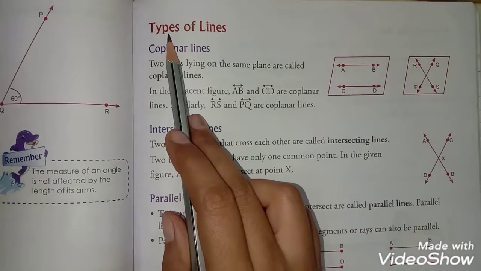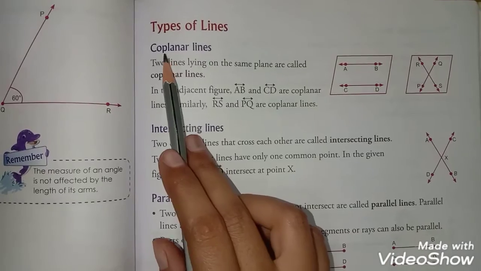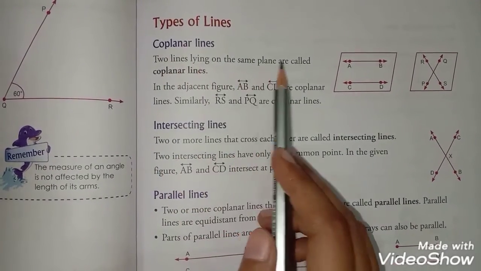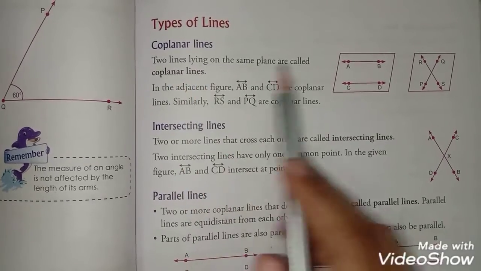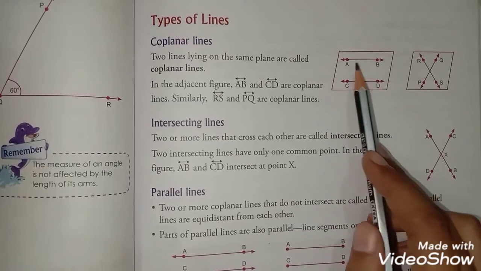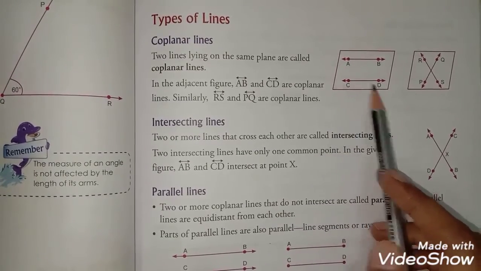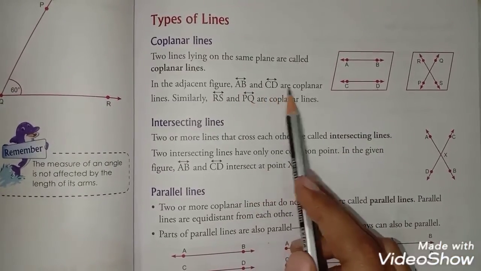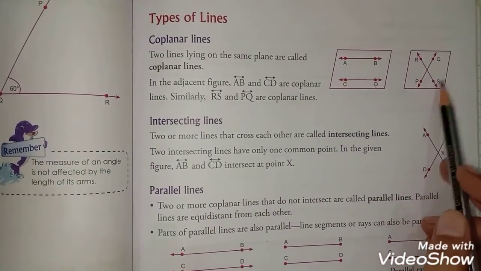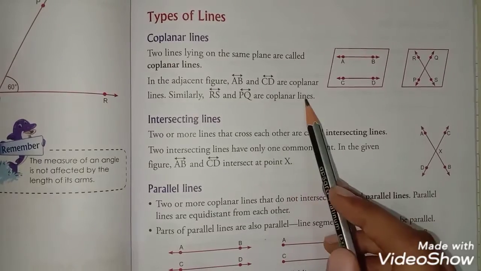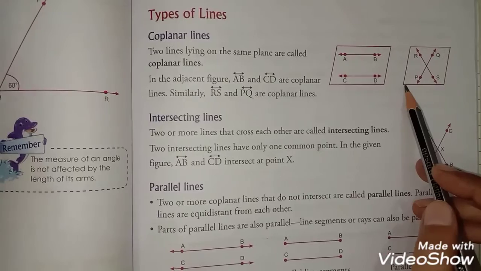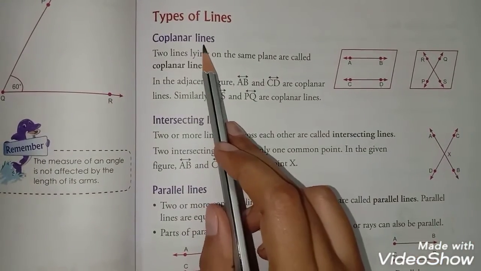Now move to the types of lines. First one is coplanar lines. Two lines lying on the same plane are called coplanar lines. This is the plane, and these are the lines, line AB and line CD. AB and CD are coplanar lines. Similarly, RS and PQ are coplanar lines because these lines lie on the same plane. So these are coplanar lines.